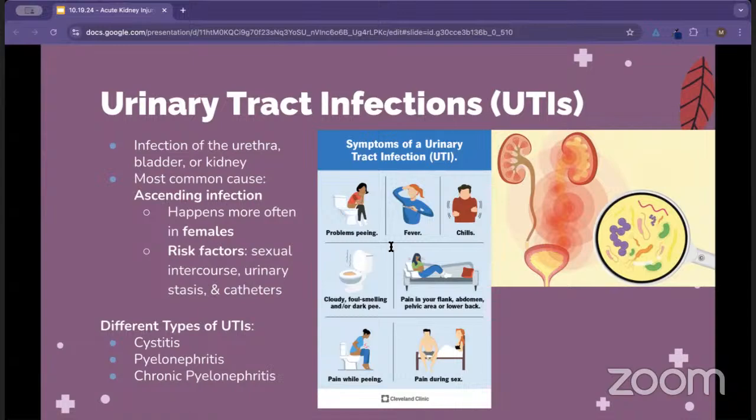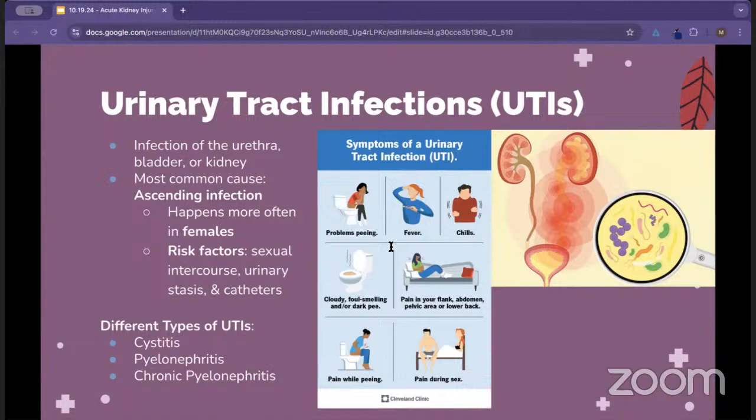So basically, UTIs refer to infections that can affect any part of the urinary system, which include the urethra, the bladder, or the kidneys. The infection usually begins as a lower UTI in the urethra or the bladder, but it can ascend to the kidneys in more severe cases. The majority of UTIs are caused by bacteria, with E. coli, or Escherichia coli, accounting for about 80% of cases.